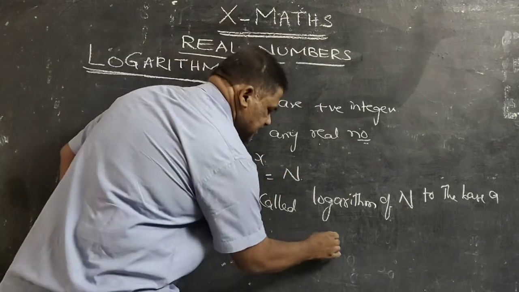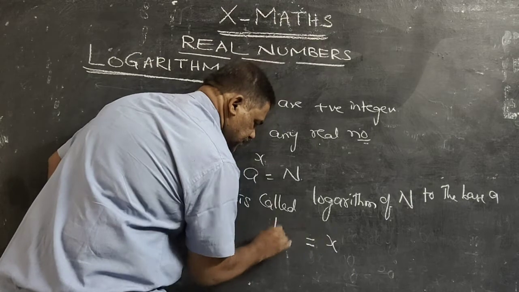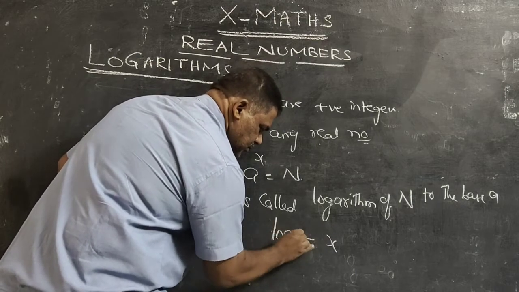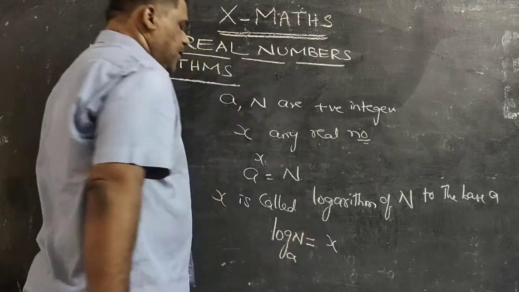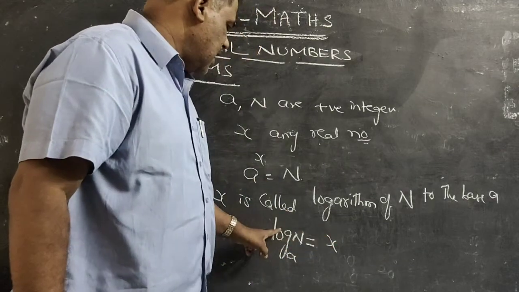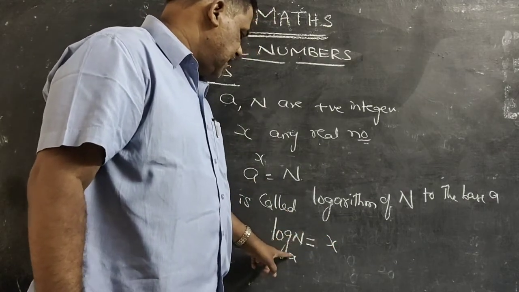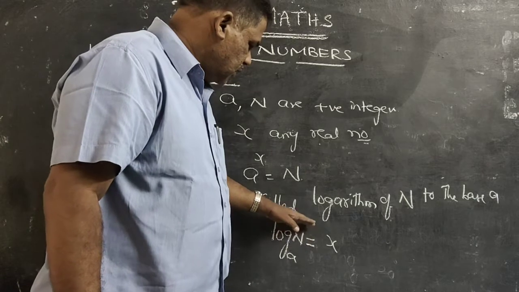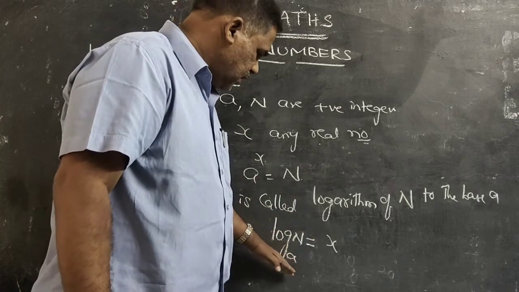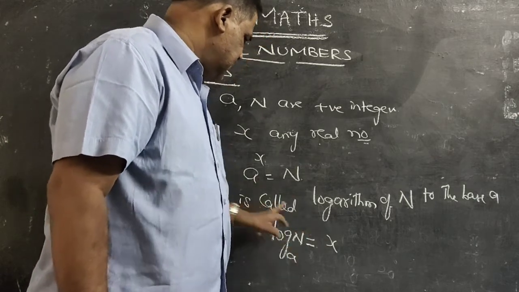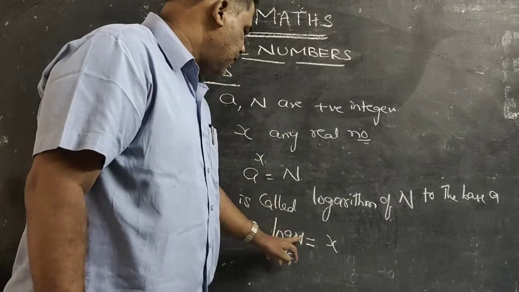It is written as we have to write like this. x is called logarithm of n to the base a. This n should not go up, this a should not come down. It should be like this only.